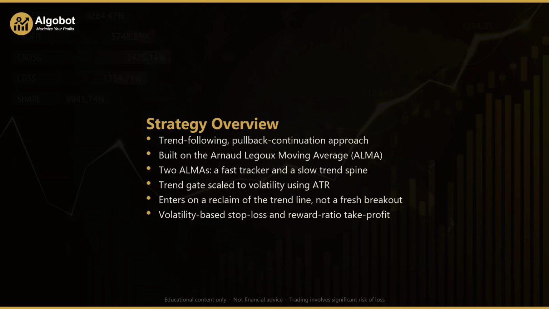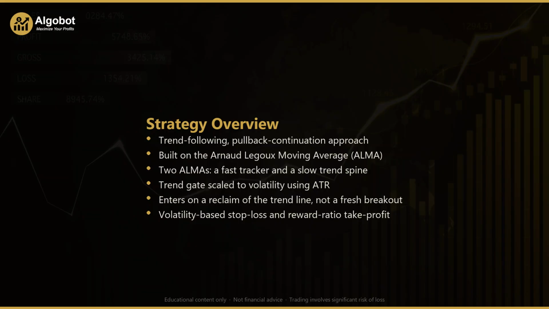The engine behind it is the Arnaud Legoux Moving Average, often shortened to ALMA. This is a Gaussian-weighted average with a phase offset. In plain language, it lays a bell-shaped curve of weights across its window and slides the peak of that curve toward the newest bars. The result is a line that stays smooth, like a longer average, but reacts faster and lags less. The strategy uses two of these ALMAs that share the same offset and width, but use different window lengths. The short window becomes a fast, low-lag price tracker. The long window becomes the trend spine, a stable baseline that represents the underlying direction.